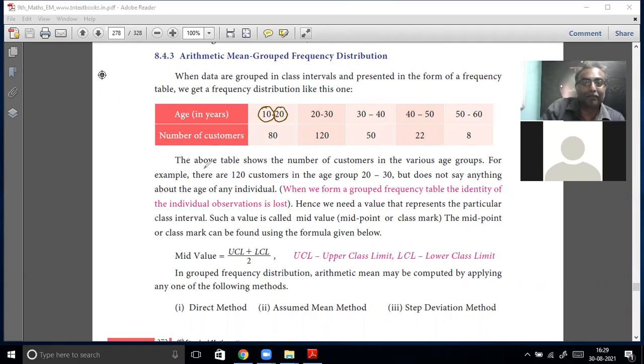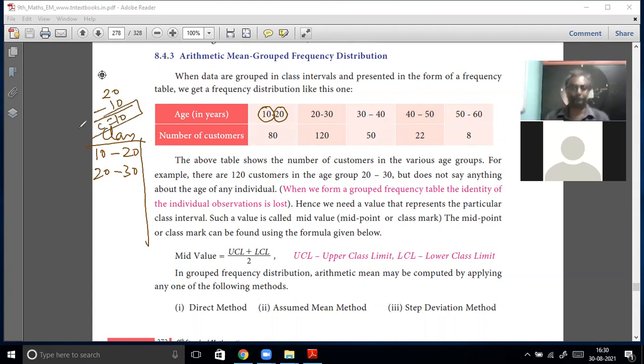Whenever you get data like this, 10 to 20, 20 to 30, this is the class. Then 20 minus 10 is 10, so the class interval is equal to 10. Then you have to calculate the mid value. That means 20 plus 10 by 2.